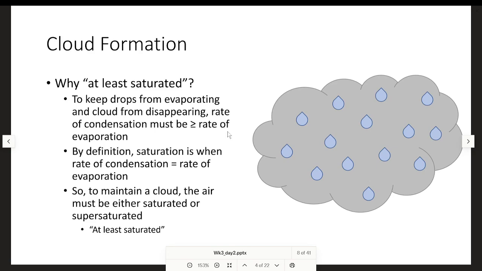Why at least saturated? To keep drops from evaporating and the cloud from disappearing, the rate of condensation must be greater than the rate of evaporation. By definition, saturation is when the rate of condensation is equal to the rate of evaporation. So, to maintain a cloud, the air must be either saturated or supersaturated. At least saturated. Yeah, so that's what I just talked about.